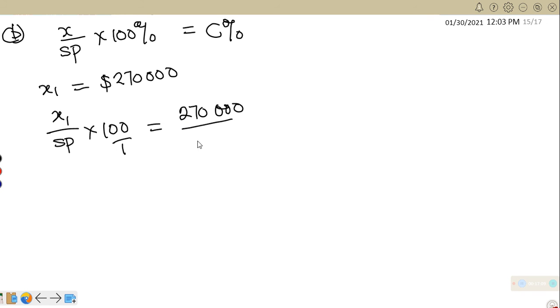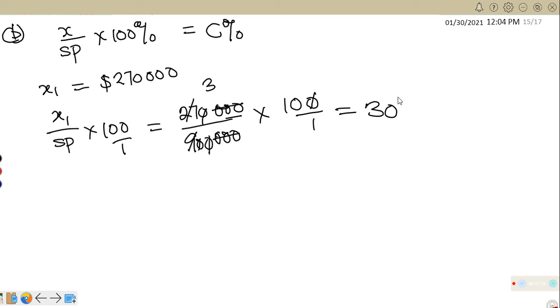$270,000 over $900,000 multiplied by 100 over 1. This cancels this, guys, this cancels this, so we have this and 9 here. Now here we have 3, so this is just 30%. So X1 is 30% of the selling price.